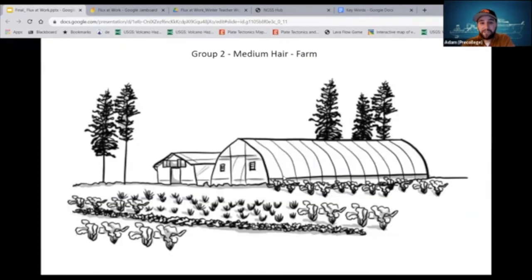And then group 2, you medium hair folks, a farm.